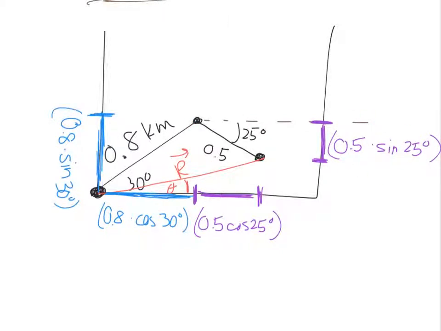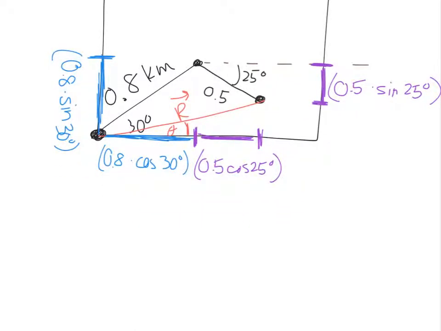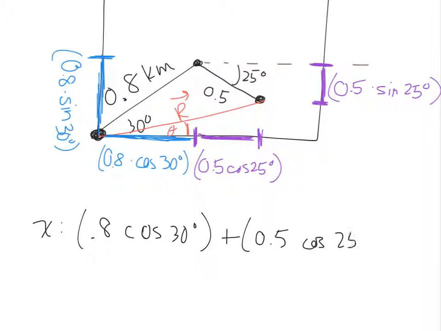So here's what I'm going to do. Ready? For the x direction, I have 0.8 cosine 30 degrees plus 0.5 cosine 25 degrees. This is what was on your last slide. Remember, on the last slide, this length and this length were added together. We're going to do the same thing. Add the two x's together.